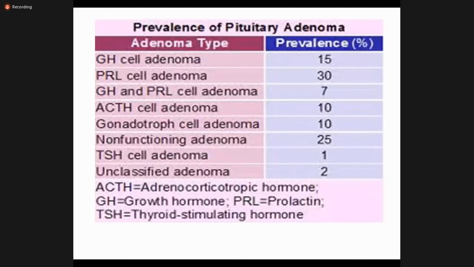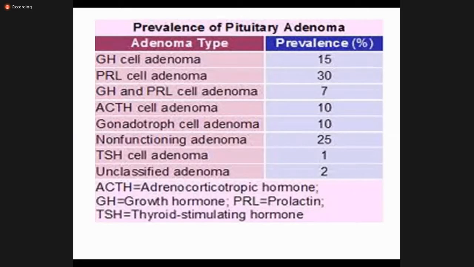As far as the prevalence is concerned, the most commonly prevalent adenoma is the prolactin cell adenoma, prolactin secreting adenoma, 30%. Then next is the growth hormone secreting adenoma, 15%. Growth hormone cell adenoma, 15%.